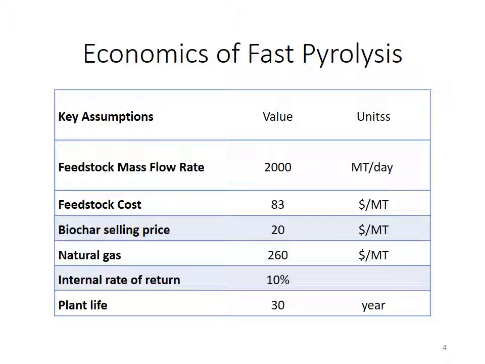We're going to make some general assumptions. The facility that we're considering in this analysis has a capacity of 2,000 metric tons of biomass flowing into the facility per day. We're going to make a generic assumption that the cost of that feedstock is $83 per metric ton, that the biochar is being sold as an energy product to produce heat or power, and it has a value of $20 per metric ton. Natural gas will use a market value of $260 per metric ton.